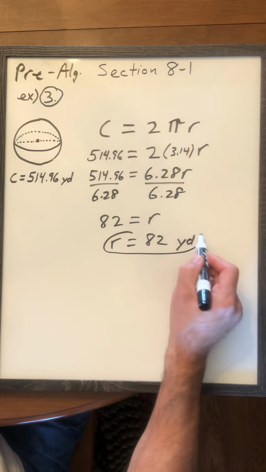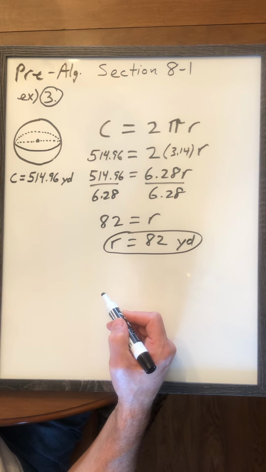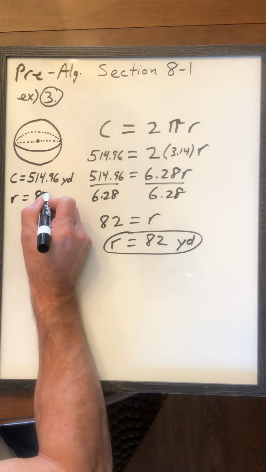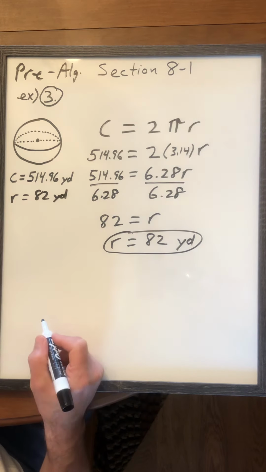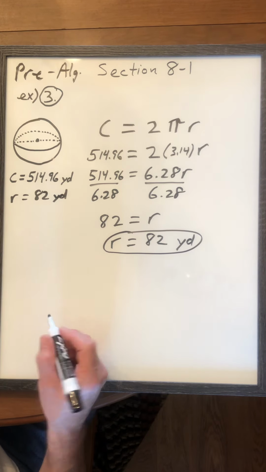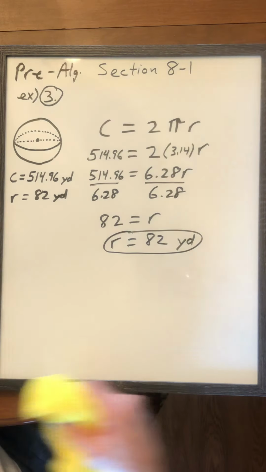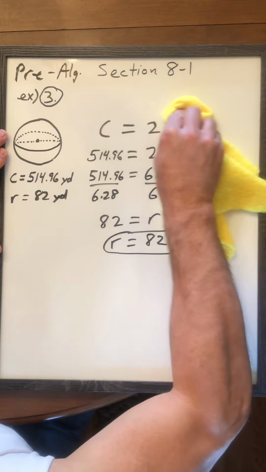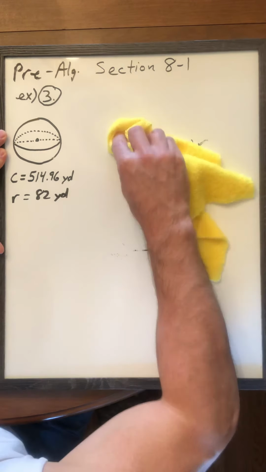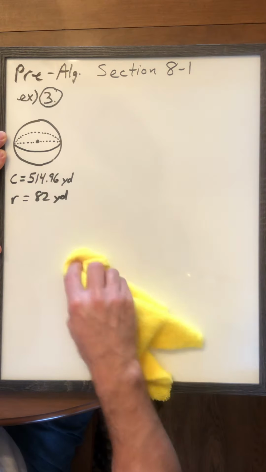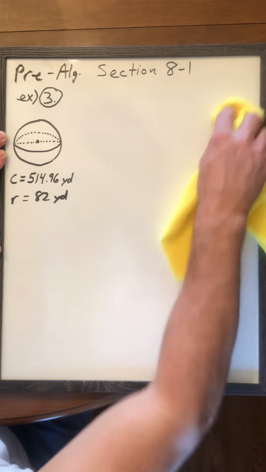So now I know my radius, and I'm going to come over here and put r equals 82 yards. So now I have my radius, which will allow me to find the surface area. Since I don't have a very big board here, I'm going to go ahead and erase this off since we already know what the radius is. And then that will allow me to find the surface area. They want me to find the surface area.